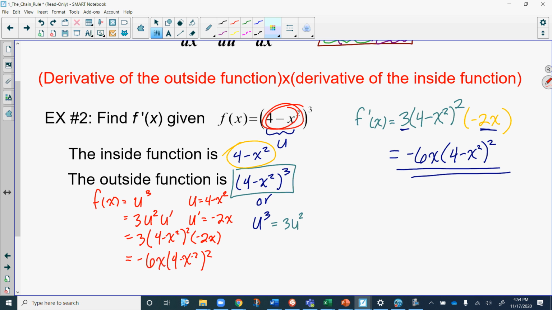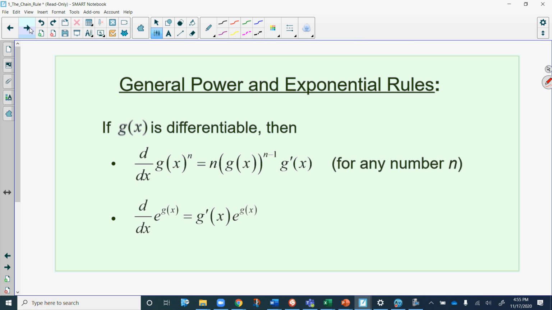I don't want to do too much of the u substitution right now. I'm laying groundwork for things that we will use u substitution for in the future. So for most of the examples, I'm going to just look at it as the derivative of the whole thing times the derivative of the inside, or vice versa. Derivative of the inside times derivative of the outside.